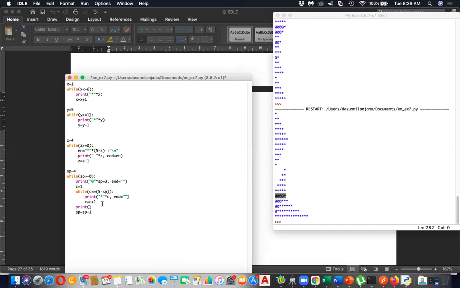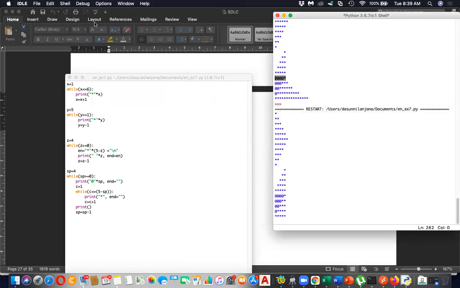But again, what will happen? It will print 2 asterisks again, so this is not needed. So you can remove this here. So now let's see. Now let's remove this one and see. Okay, now it is printed.